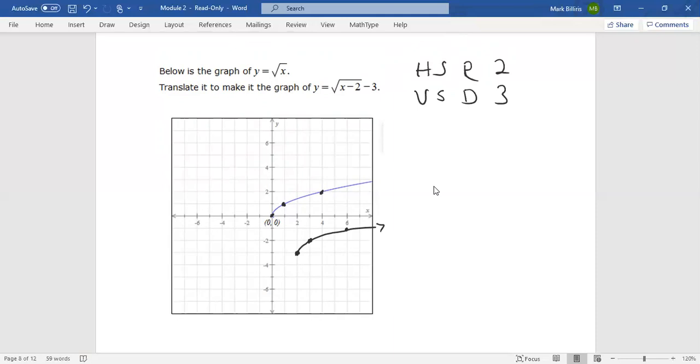So again, you'll find a couple points on the graph. And how did I know it's 1, 1 and 4, 2? Because you could plug it into the square root of x. The square root of 1 is 1. The square root of 4 is 2. So that's where these numbers are coming from. And then again, all you do is you do your shifting based on those points.